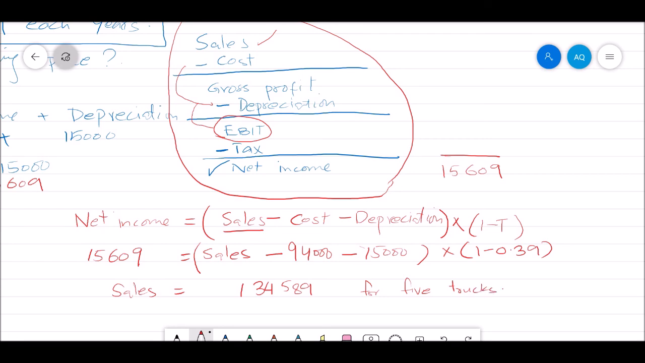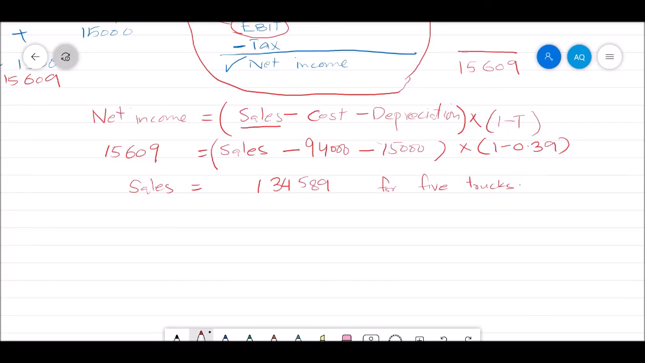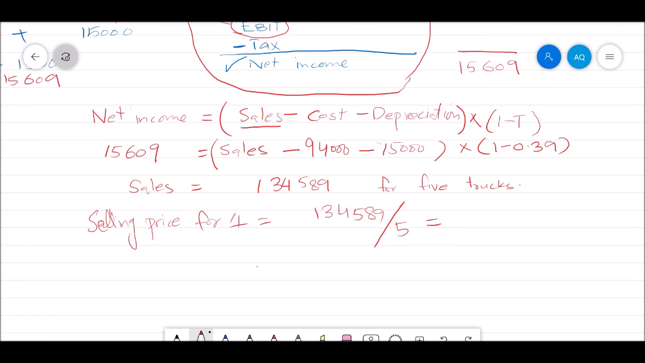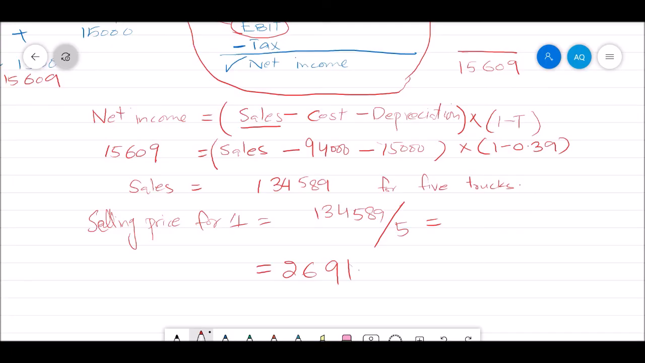So we need to bid for one truck. We need to know the price of one truck. So what we will do is divide 134,589 by 5, and we will have the bidding price for one truck, which will be equal to 26,980. Okay, that is the process to make a bid. I know it's a little bit complicated, but once you go through the whole process 2-3 times, it will be easy. Useful things are sometimes very hard.